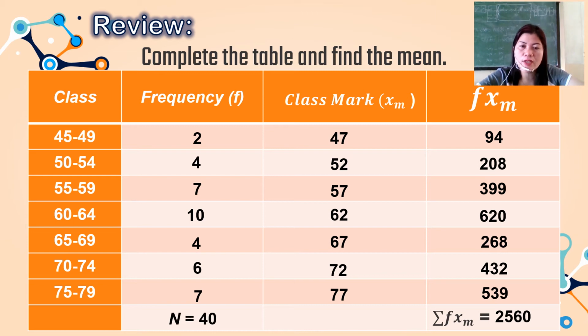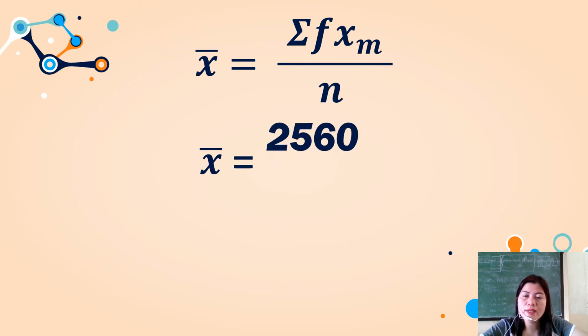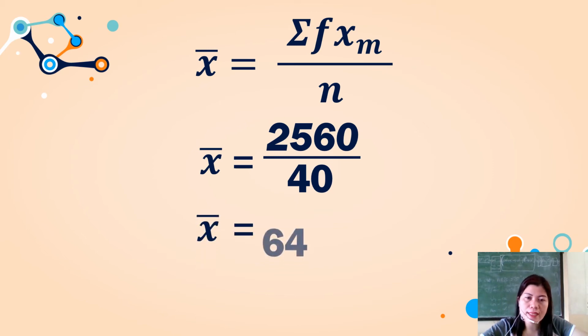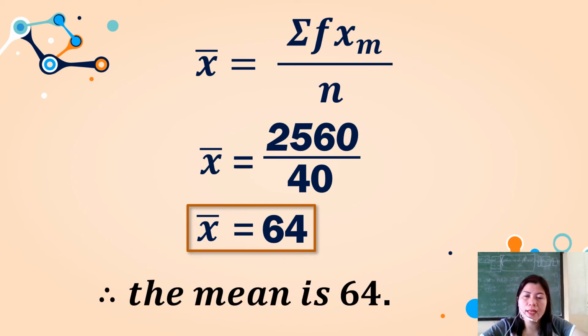After that, you are going to add, and then you are going to add also the frequency. So now, for our mean, you just simply substitute: 2,560 divided by our n, which is 40. So therefore, our mean now is 64. Okay? So that is our last topic.